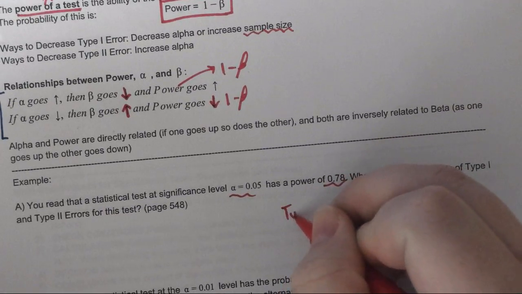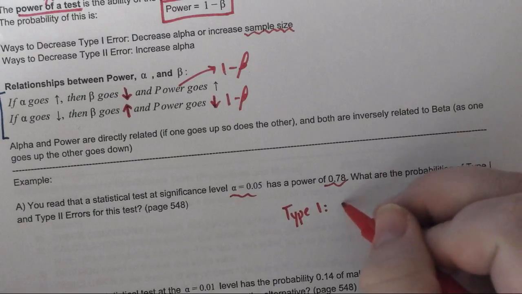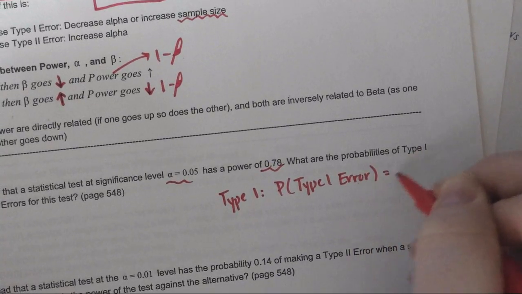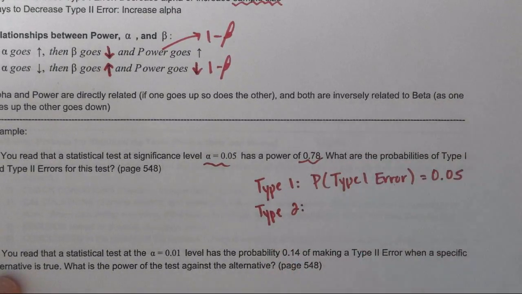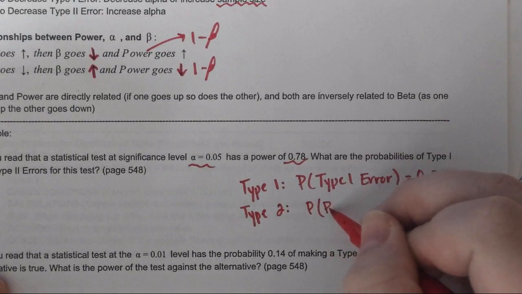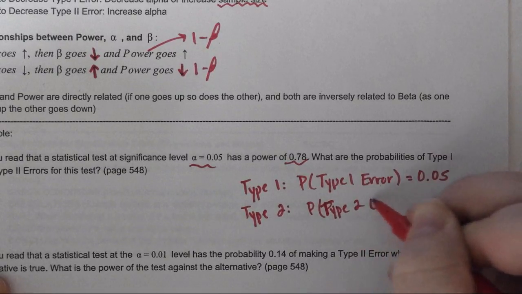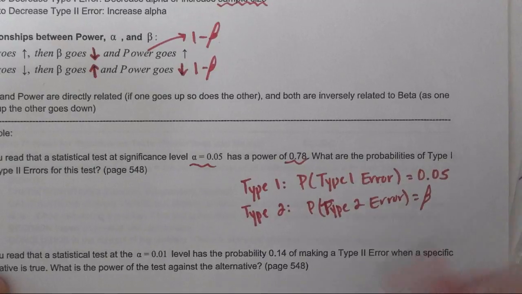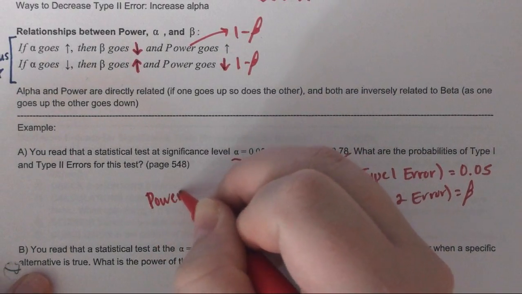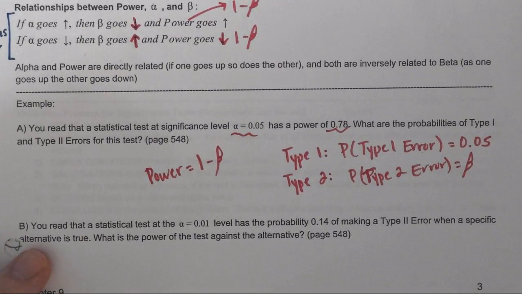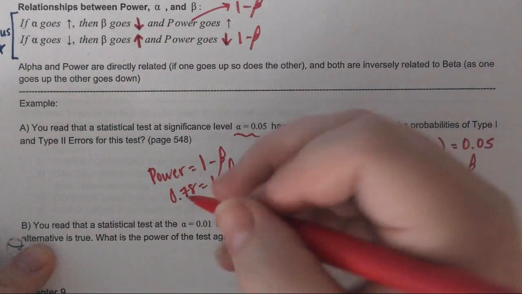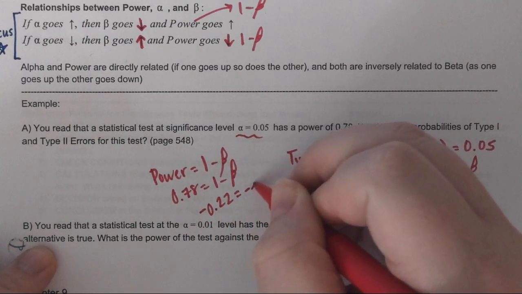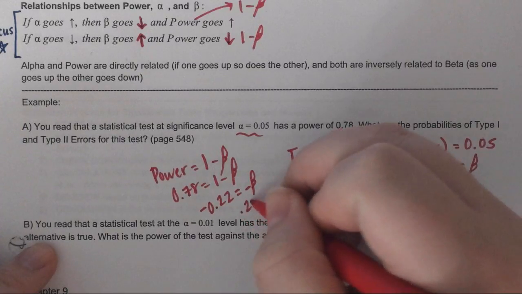Type 1: they told you up at the top, the probability of a type 1 error is alpha. So we already know the exact answer, 0.05. Type 2: the probability of a type 2 error is literally beta, but we need to figure out beta. We were told the power, and we know power is 1 minus beta. So plug in 0.78 equals 1 minus beta. If we subtract 1, we get negative 0.22 equals negative beta. If we divide by negative 1, we get 0.22 equals beta.